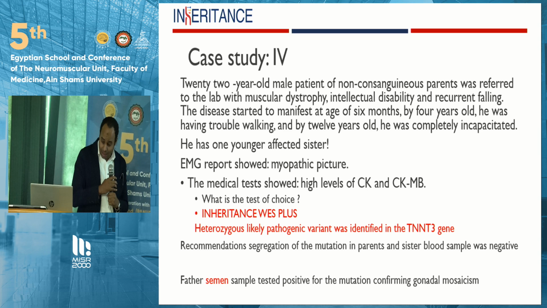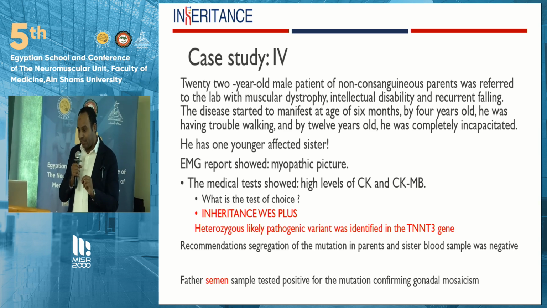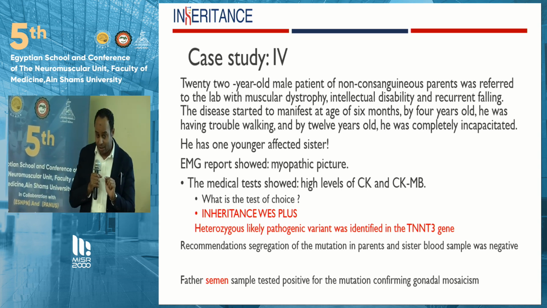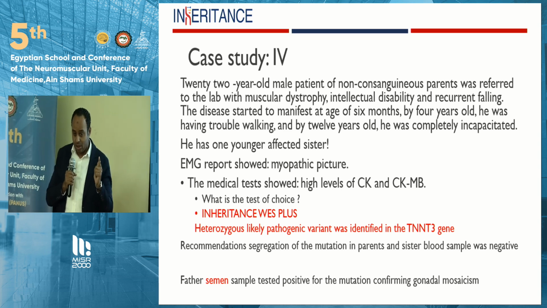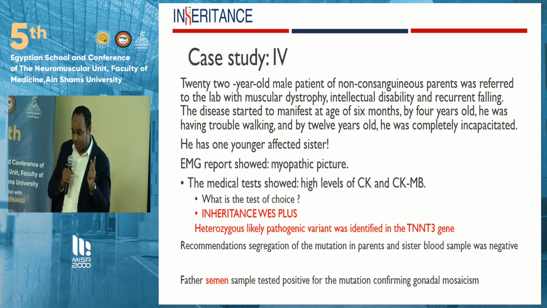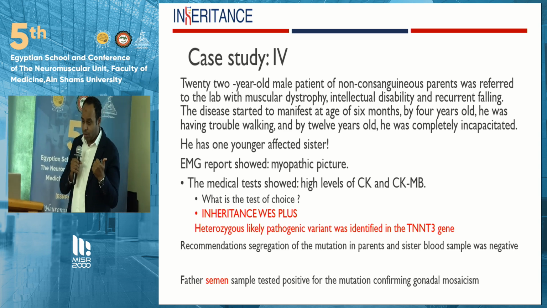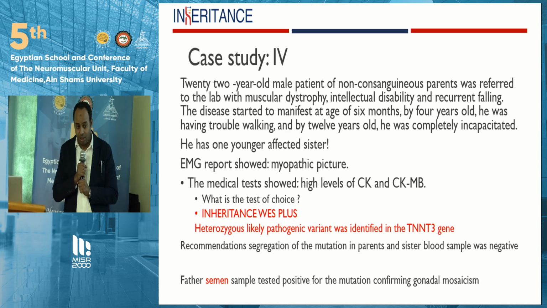WES was ordered, and we found a likely pathogenic heterozygous variant in the TNNT3 gene, and this gene causes an autosomal dominant condition. But for an autosomal dominant condition, his father and mother do not have any symptoms, yet he has an affected sister. So what do we have to do? It's a very challenging case, by the way.